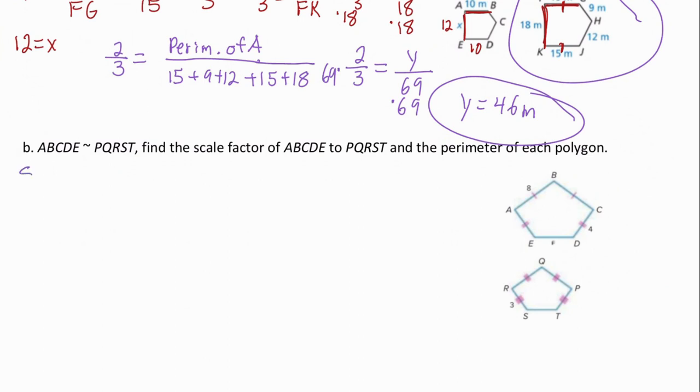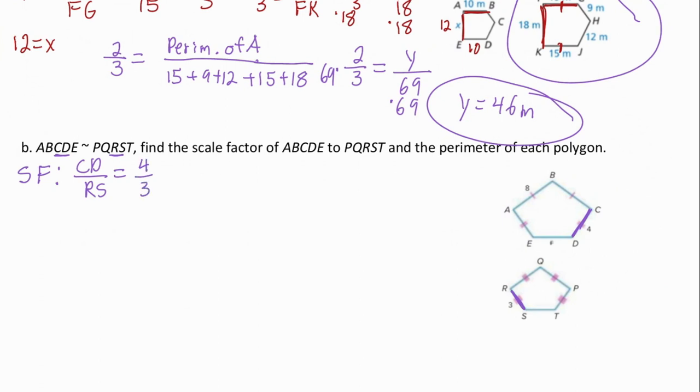All right, so again, we're going to start by finding the scale factor. In this smaller figure, we're given RS, and this says A, B, C, D, E to P, Q, R, S, T, so I am going to do that in the same order. We know that RS is going to correspond with CD, so I'm going to put CD on top, which is 4, well, CD over RS, just to keep my order consistent. So CD is 4 over RS, which is 3.